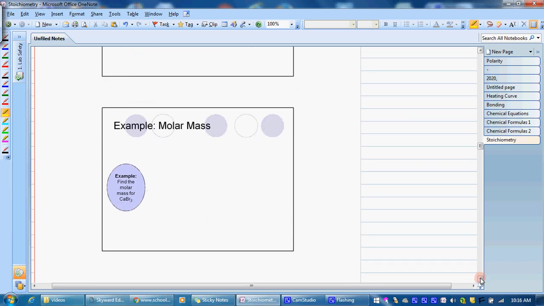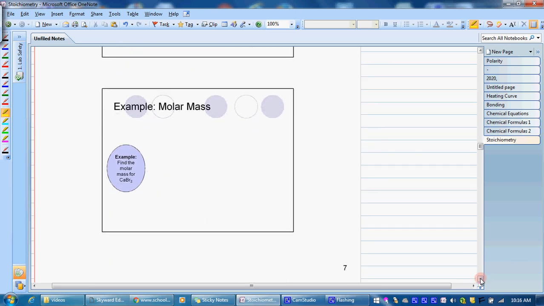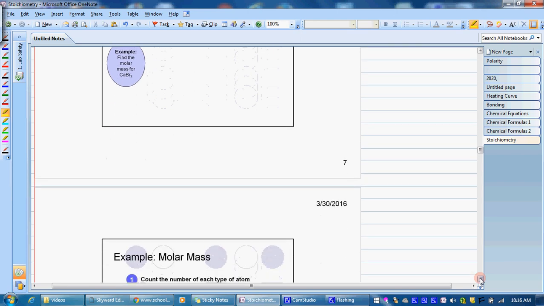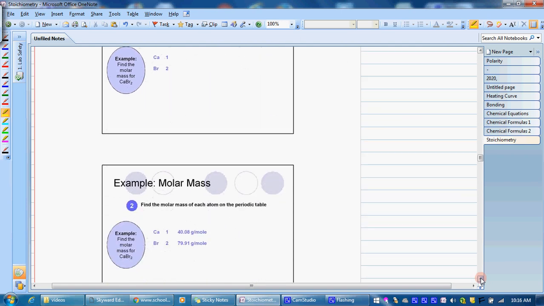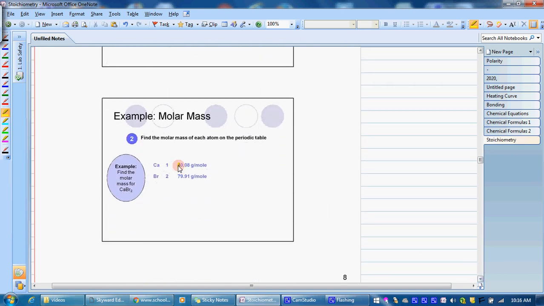So here we're going to look for calcium bromide, so CaBr2. So if we look here, we go to the periodic table. There's 1 calcium, there's 2 bromines. We look up the mass of calcium. We would round that to 40.1 with 1 decimal place. And then our bromine is 79.9, so we're going to round that to 80.0. And we'd add those up, or take that times 2, excuse me, and then we're going to add those up.